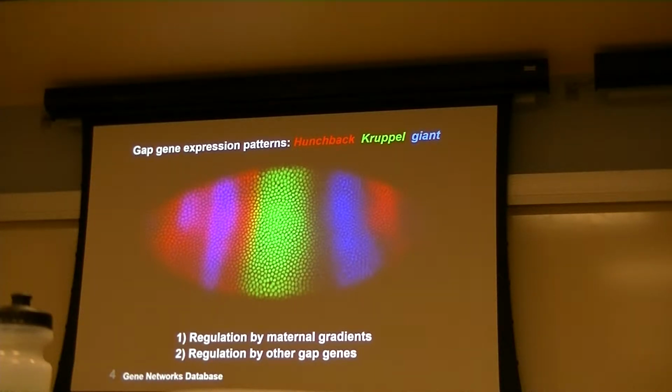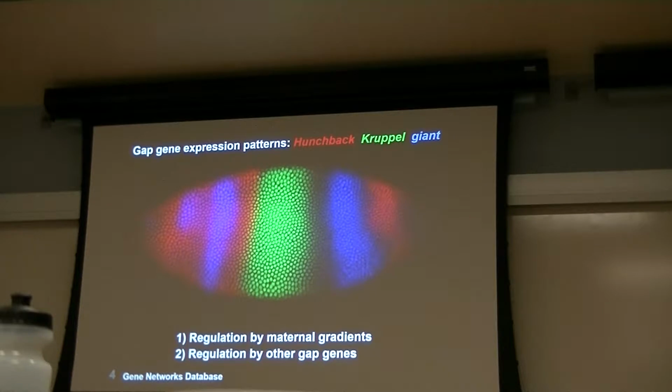expression. So this is showing you a Drosophila embryo. It's immunohistochemistry, and each different color reflects an antibody that has been made against either hunchback, Krüppel, or giant. These are three of the gap genes expressed by the embryo. And you can see the punctate nature of it.